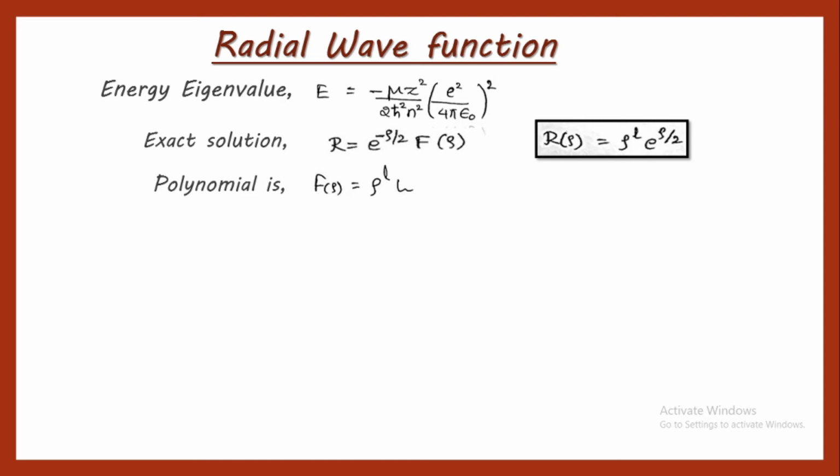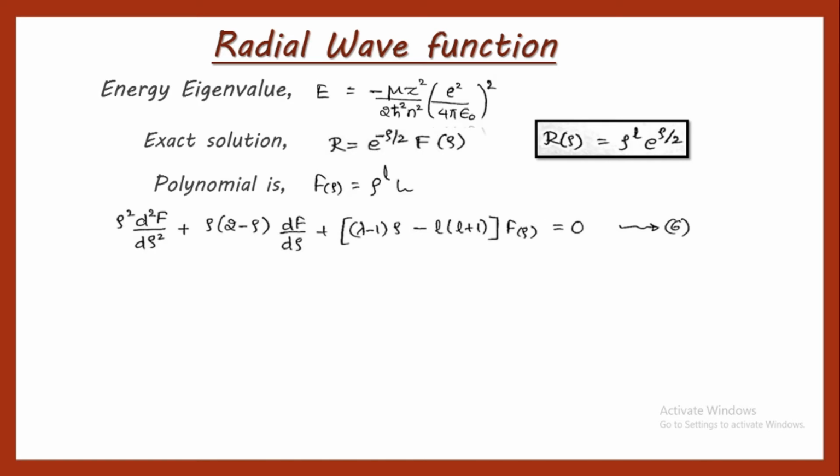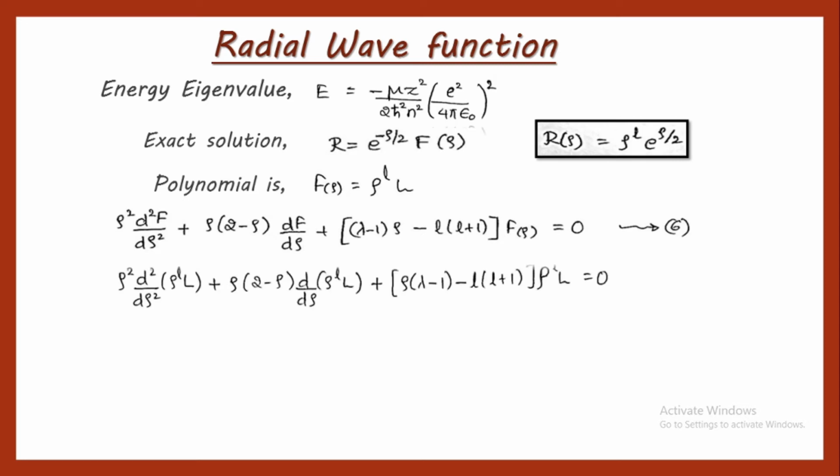So let us check how the radial wave function is going to vary, so that finally we get the eigenfunction of the hydrogen-like atom. Here we already have equation number 6 from our previous class, which is rho squared into d squared f by d rho squared plus rho into 2 minus rho into df by d rho plus lambda minus 1 into rho minus L into L plus 1 into f equals 0. Here we need to substitute the value of f of rho, that is rho raised to L into L of rho.